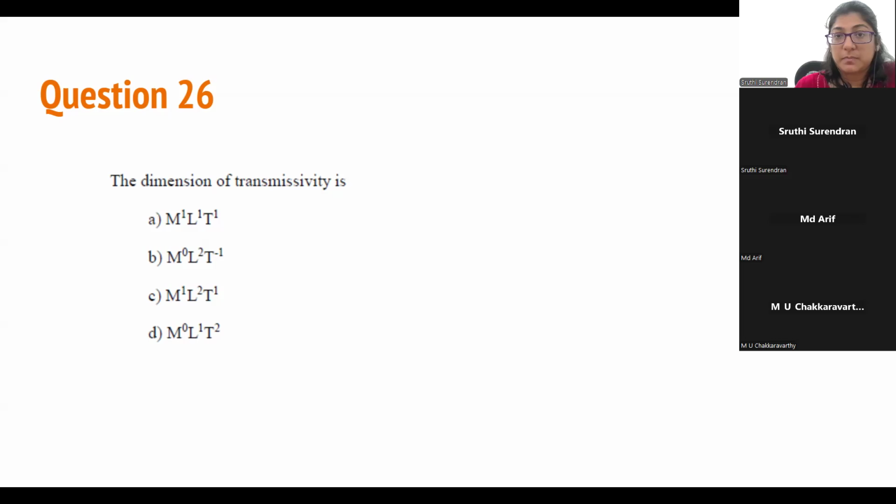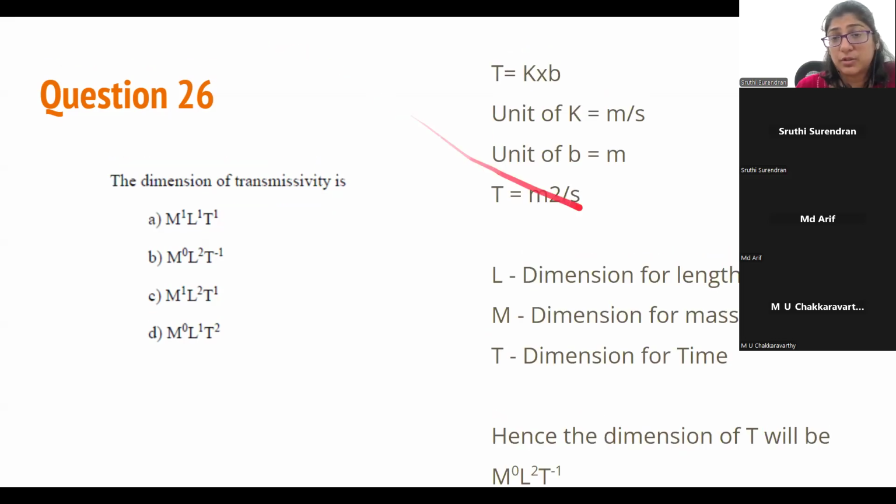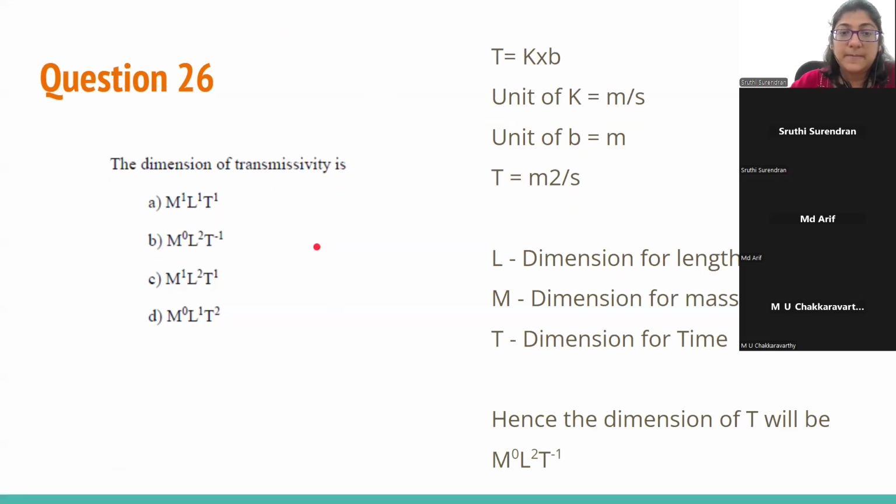So the correct answer is option B. So we know the unit of transmissivity as meter square per second. So dimension for length is L, mass is M, time is t. Since there's no unit of mass over here, mass will be to the power 0. There's a power of 2 to the unit of length, so L to the power 2, and power of minus 1 to the unit of time, since it's in the denominator, so it will be t to the power minus 1. So it will be M to the power 0, L to the power 2, t to the power minus 1. Correct answer will be option B.